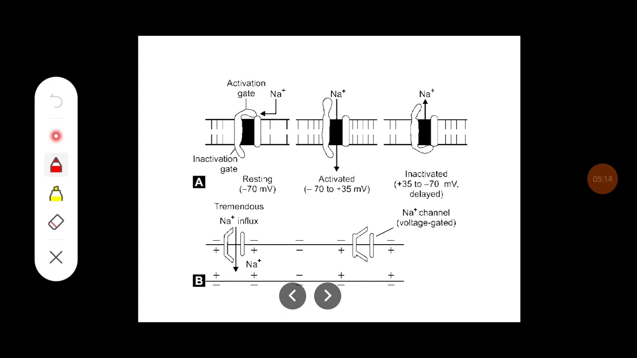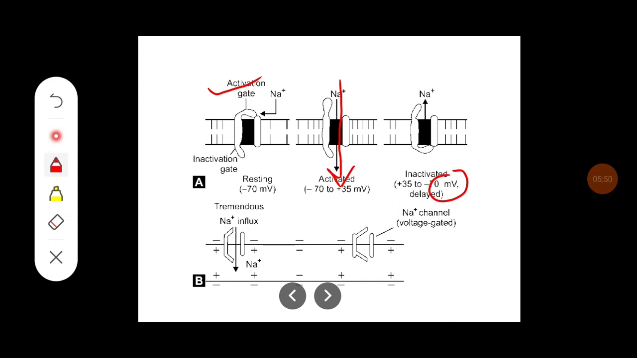You can see, when the voltage gated sodium channels activate, it causes the activation gate to open, so that is why sodium moves inside. And at plus 30 millivolts, the inactivation gate is going to close, and that is going to limit the entry of sodium, and it is not going to open until the membrane potential reaches back to the resting membrane potential.